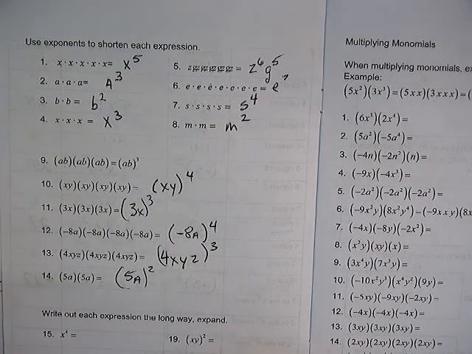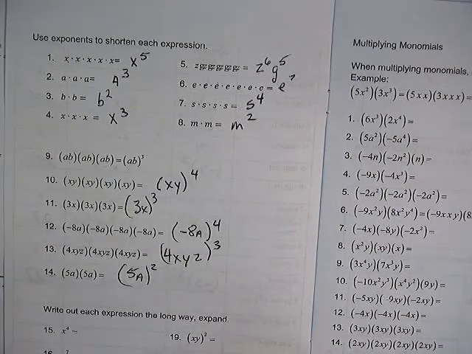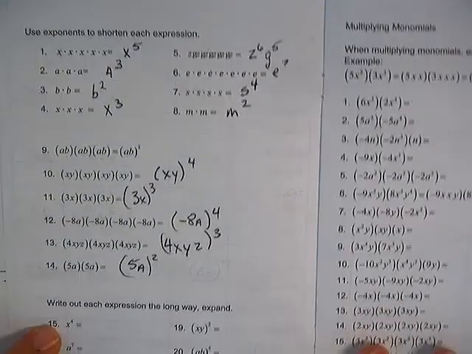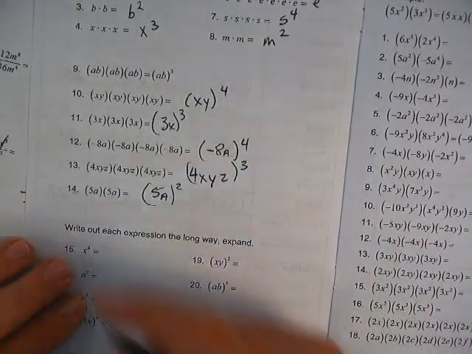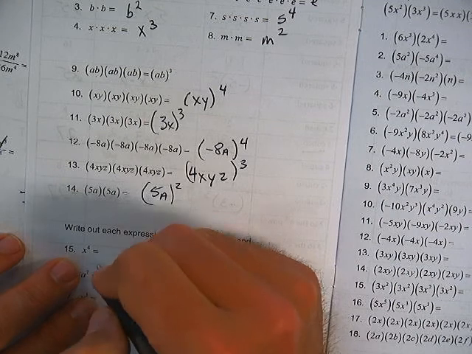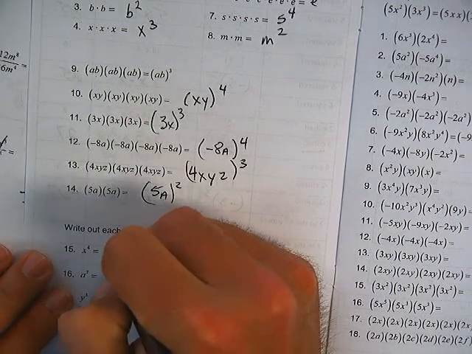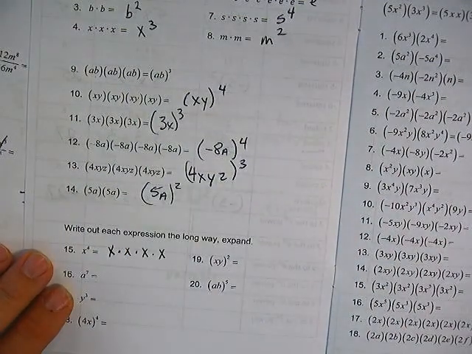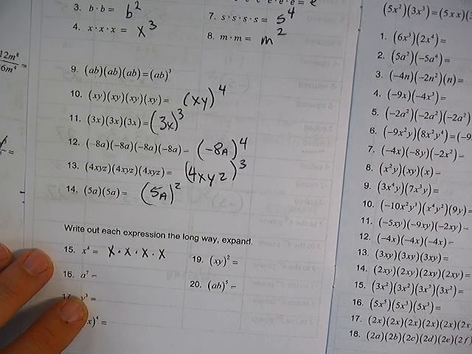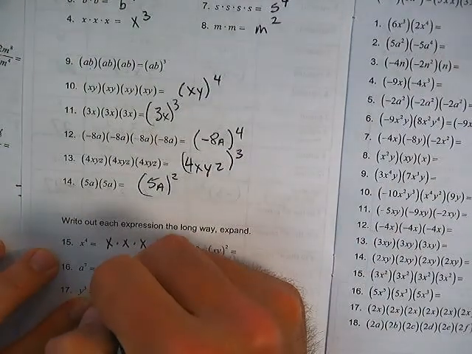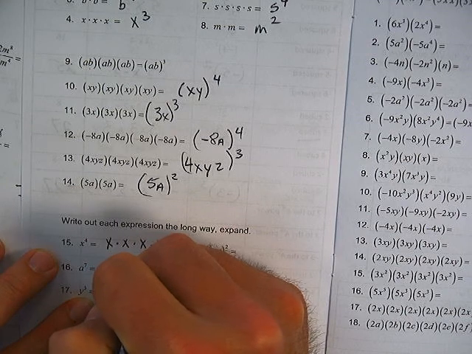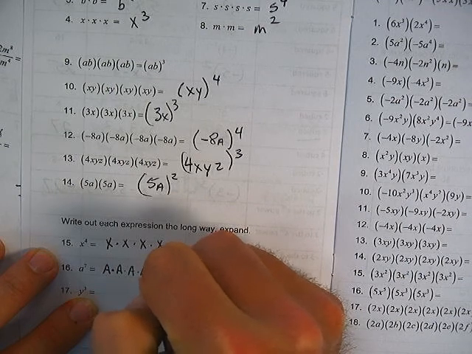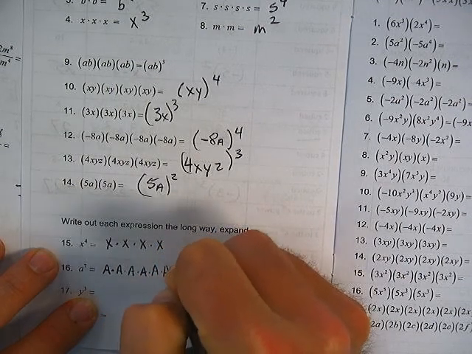You will have to do a little bit of 15 through 20 on the test. You'll have to expand it and just show me that you know what it means. What does x to the 4th mean? It means x times x times x times x. A to the 7th. How many a's am I going to multiply together? 1, 2, 3, 4, 5, 6, 7.